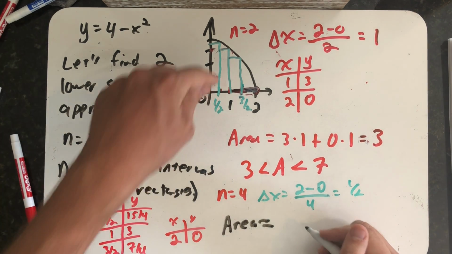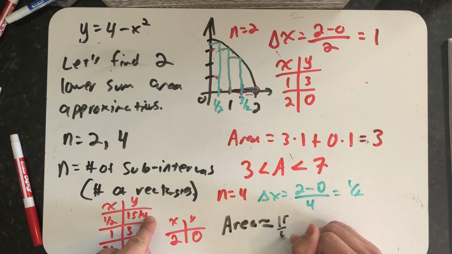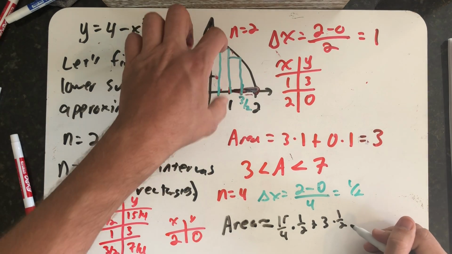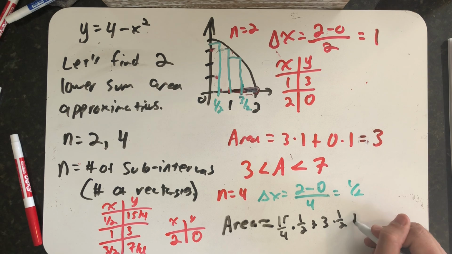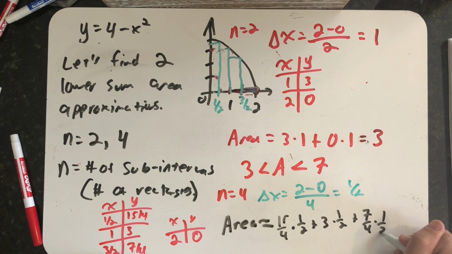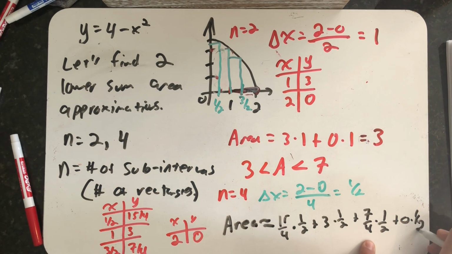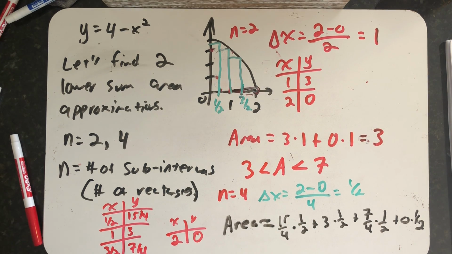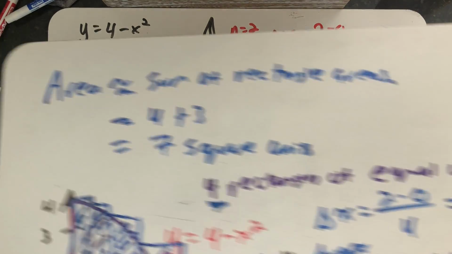All right, and my first rectangle's height is 15/4 times 1/2 plus 3 times 1/2, right? Because length times width, plus 7/4 times 1/2 plus 0 times 1/2. And then I see 1, 2, 3, 4 rectangles, right? Even though that last one's kind of not really a rectangle. All right, so I grab out my TI-83 and I type all of that in, and I find out that this area approximation is 4.25.